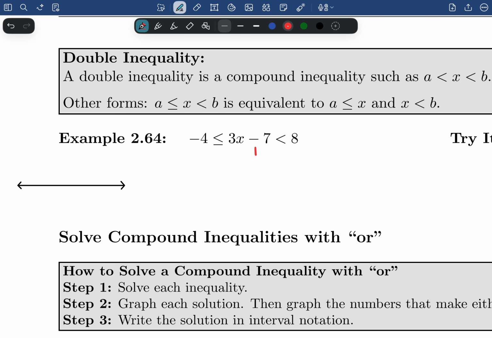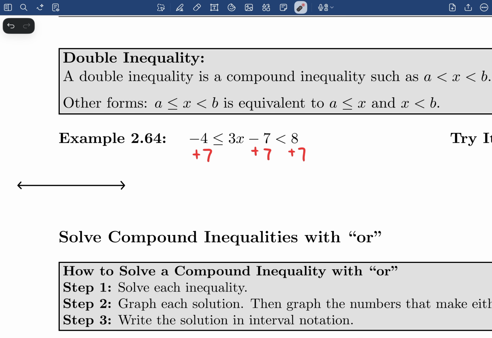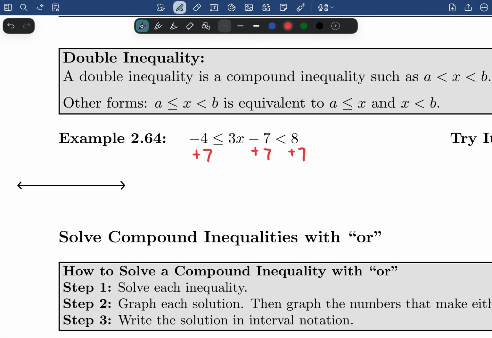But what's cool is if we add 7, we do it to the 3 separate pieces in the double inequality, right? This is a piece, this is a piece, this is a piece. So we're going to take that addition of 7 and we're going to do it here, here, and here. And it gives us a result. -4 plus 7 is 3. And that's less than or equal to 3x. And of course, these -7 and +7 cancel, which we wanted. And we get that's less than 8 plus 7, which is 15.